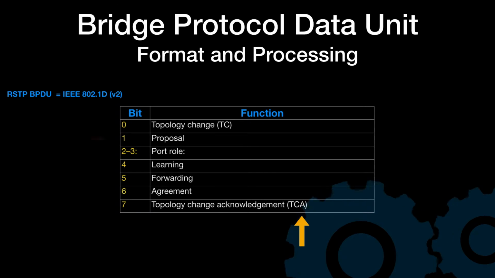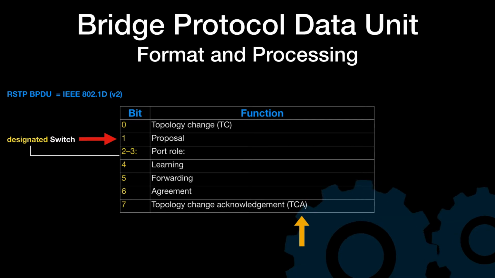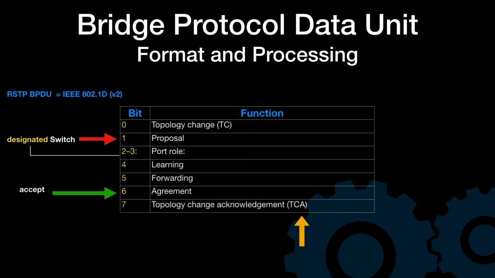The sending device sets the proposal flag in the RSTP BPDU to propose itself as the designated device on that LAN. The port role in the proposal message is always set to the designated port. The sending device sets the agreement flag in the RSTP BPDU to accept the previous proposal. The port role in the agreement message is always set to the root port.